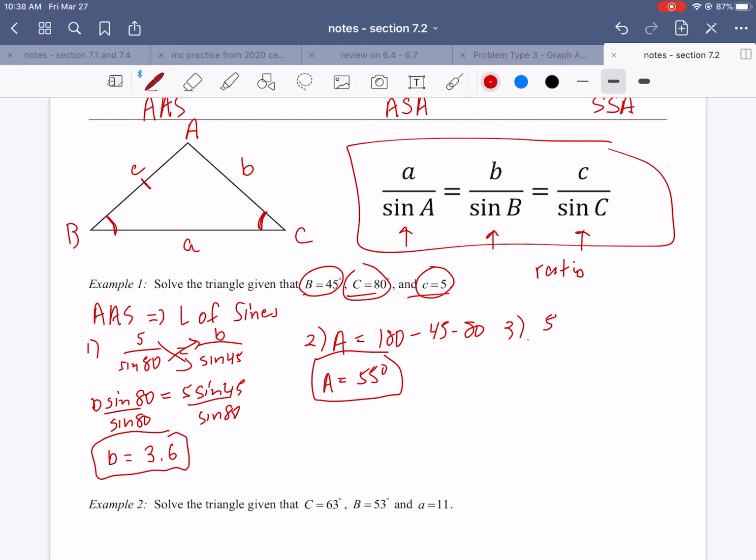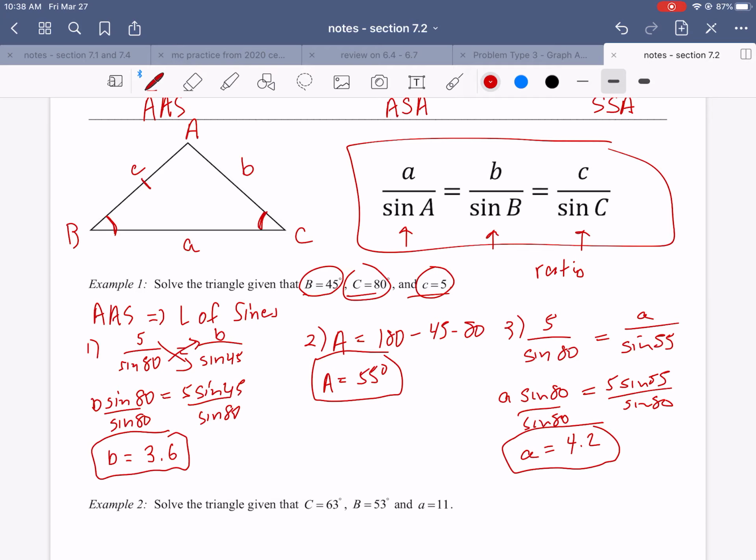So once again, just like in step 1, I'm going to have 5 over the sine of 80. This time I'm going to set equal to the A ratio, which is A over sine of capital A, which I just found in step 2. And then I'm going to cross multiply and divide. So A sine of 80 is equal to 5 sine of 55. And then dividing by sine of 80 on both sides is going to give me A is equal to, and punching that into the calculator, rounding to the nearest tenth, is going to give you 4.2.